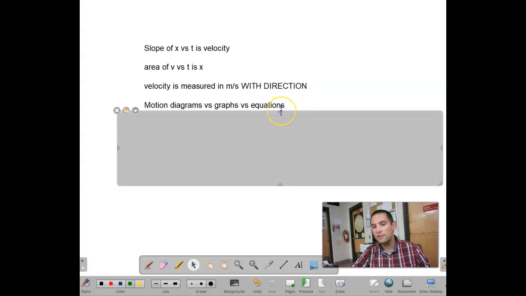Motion diagrams versus graphs versus equations. Motion diagrams are the little dots that are like a strobe light flashing once every second to show how the object is moving. If it's moving at a constant velocity, there's equal spacing between them. If it's moving with an increasing velocity, then it starts out small and then slowly gets bigger and bigger. If it's slowing down, then it starts out big and then it goes small. Just remember that space between is the distance covered.